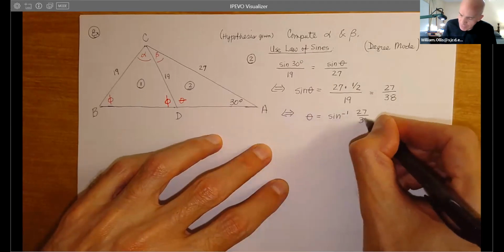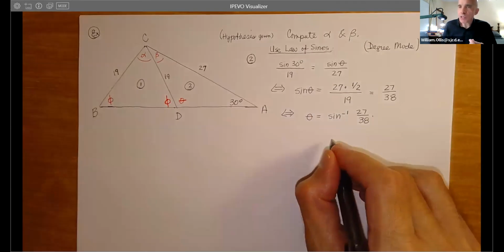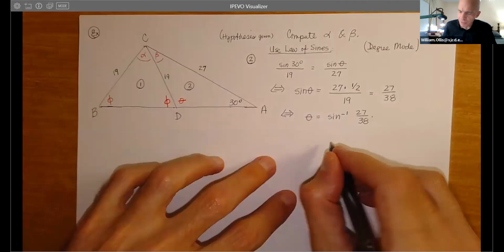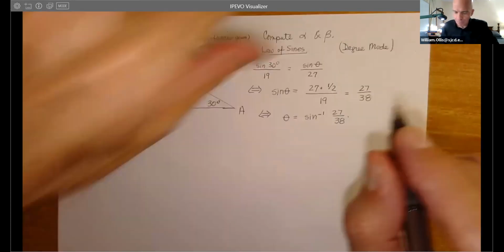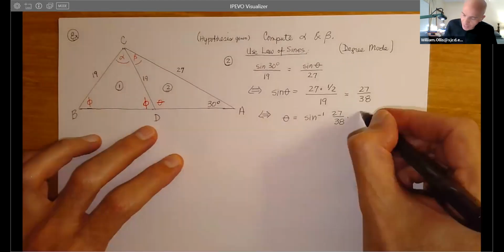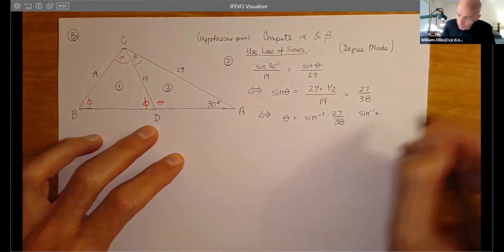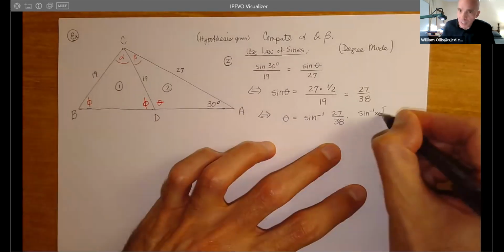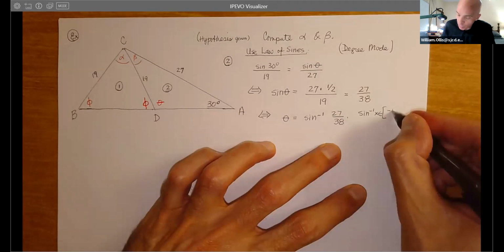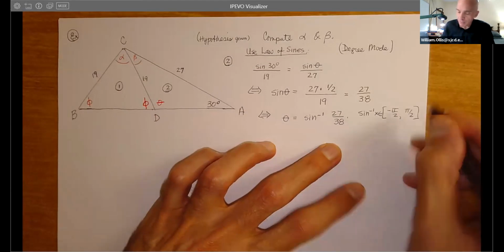Now, let's think about this. Where is the inverse sine located? That is, when we think about inverse sine, let's go back to our very beginning here. Notice the inverse sine of x lives between negative pi over 2, or negative 90 degrees, and pi over 2. So this is positive.